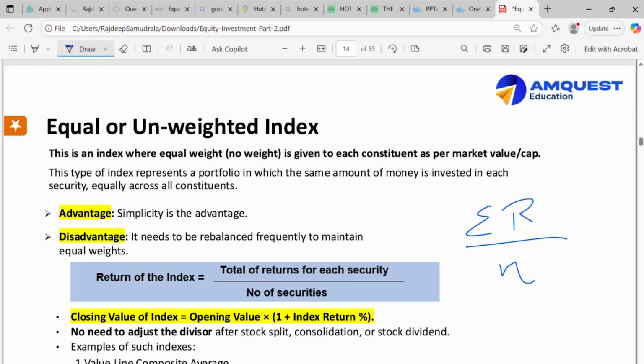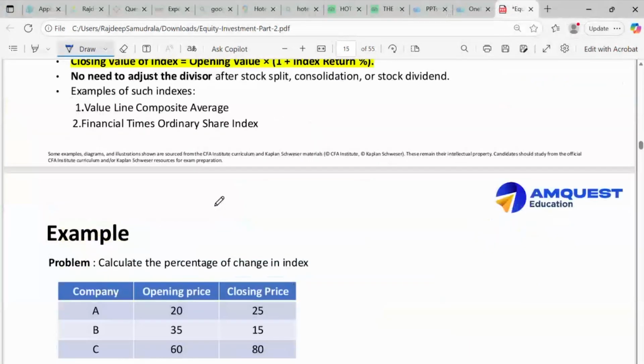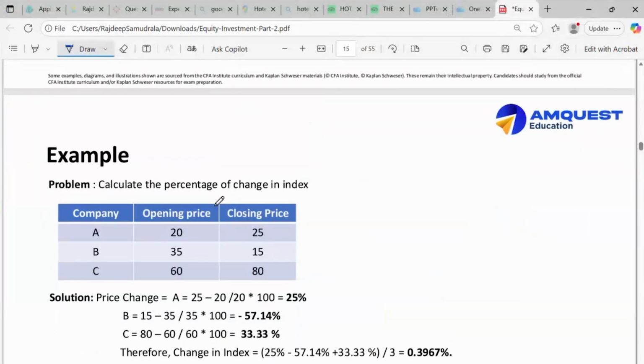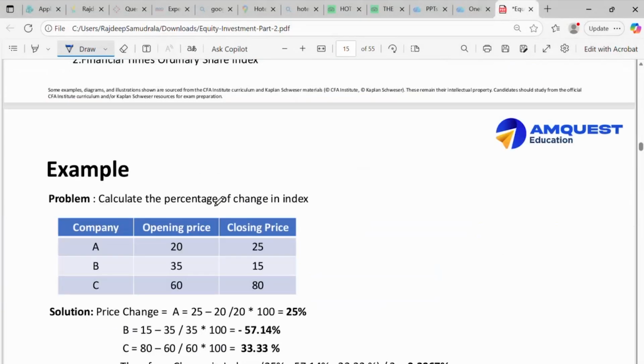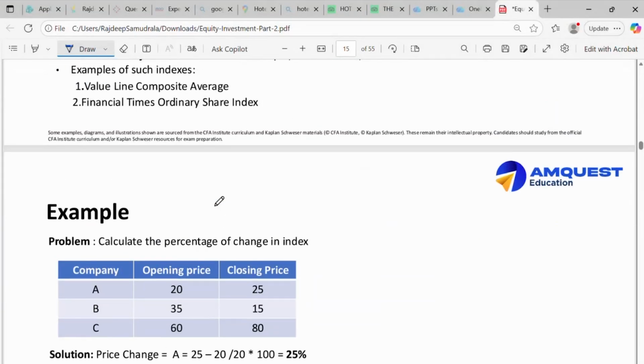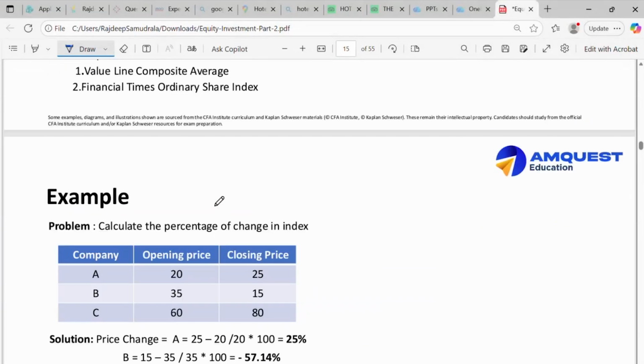Clear? For the closing value of such an index, so obviously it has a certain index return. The return is probably 20%. So therefore closing value would be opening value plus the, okay. Now let's go on to the next part of index, which is, okay, actually, no, let's quickly find out the solution for an equal weight index, right?